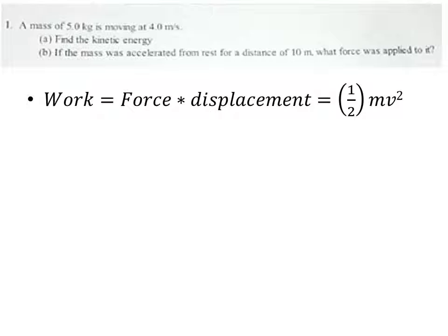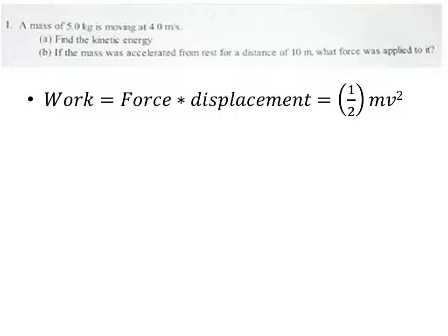Okay, so 1b says, if the mass was accelerated from rest for a distance of 10 meters, what force was applied to it? Okay, so work is equal to force times displacement, which is equal to 1/2 m times velocity squared. M again stands for the mass. So work is the energy that it takes to move the object. So the mass was moved, and it took work to do that.